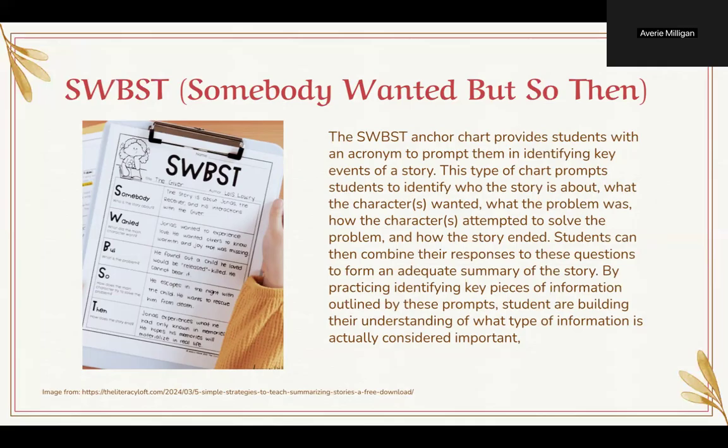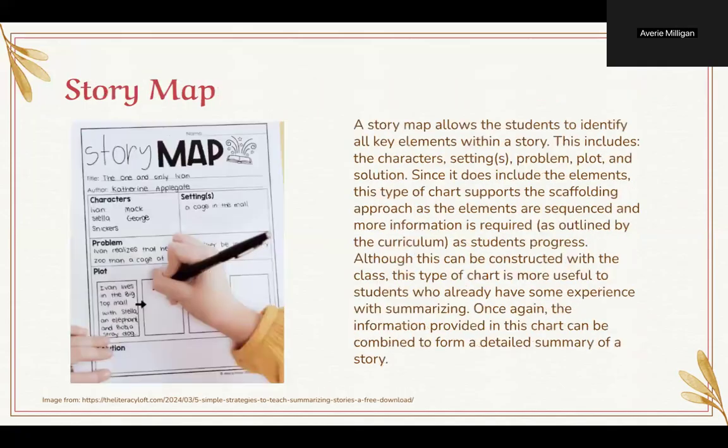So as you can see on the left-hand side of this image, you have the different letters. So somebody is asking who the story is about. Wanted is what did the main character want. But is what is the problem. So is how does the main character try to solve the problem. And then then is how does the story end. So if they can remember this acronym, they can use it later on as they progress in the scaffolding approach to remember what pieces of information they should be pulling out from a piece of text.